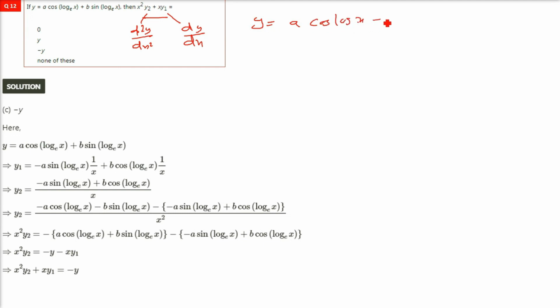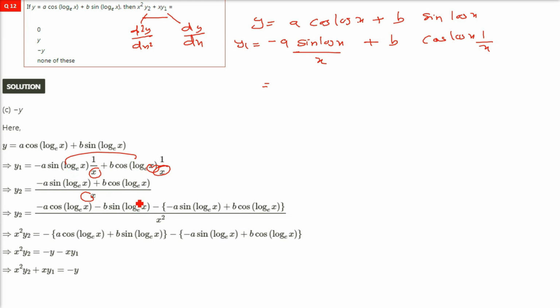So y is equal to a cos log x, and then we have b sin log x. So y1, that is dy by dx, is minus a cos log x is minus sin log x is 1 by x, plus b sin log x is cos log x. Differentiation of log x will be 1 by x. Now what you can do here is differentiate it separately, or you can differentiate them together also. It's up to you. So you can combine this x and then differentiate. So let us do this in the p by q form also. So y1 is this. There are different terms and different ways to do the same thing, as I have been telling in the previous discussion also.